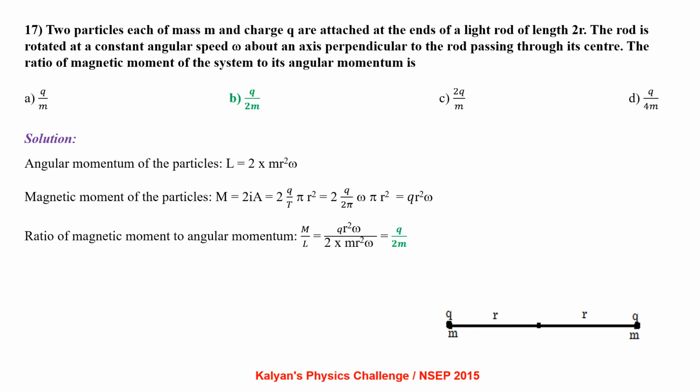Angular momentum of the particles L equals 2 times m r square omega. Magnetic moment of the particles M equals 2 times I into A, that is 2 times q by T into pi r square. That comes out to be q times r square omega. Ratio of magnetic moment to angular momentum M by L equals q r square omega by 2 times m r square omega, that is q by 2m.